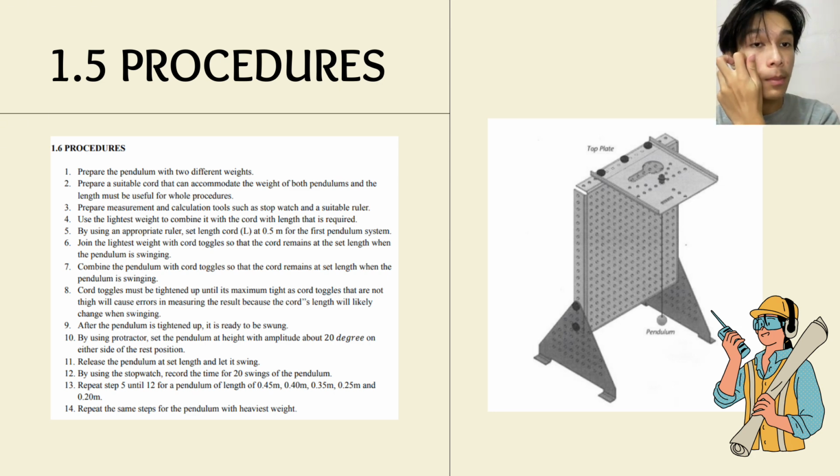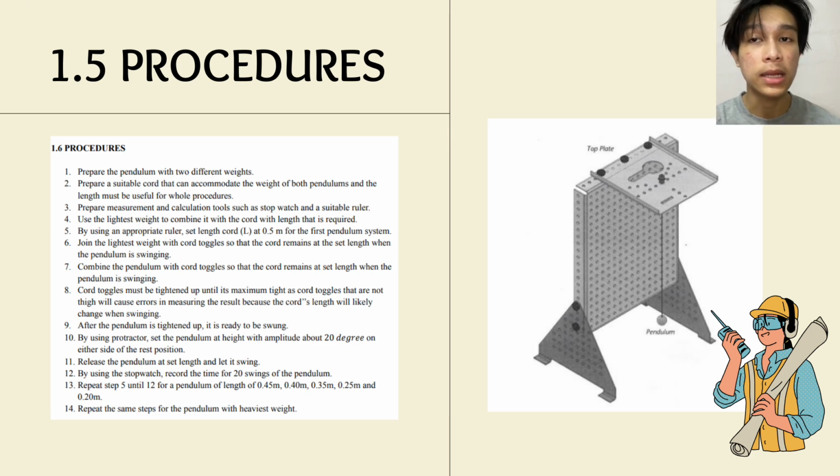Using an appropriate ruler, set the cord length at 0.5 meter for the first pendulum. Next, we join the lightest weight with cord tangles so that the cord remains at the set length when the pendulum is swinging. Cord tangles must be tightened up to their maximum, as cord tangles that are not tight will cause an error in measuring the results because the cord's length will likely change when swinging.